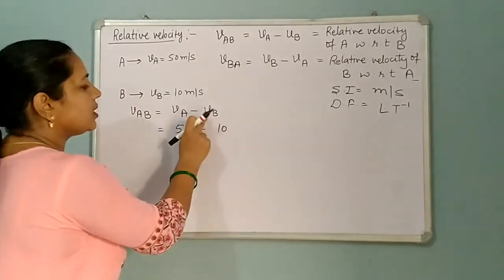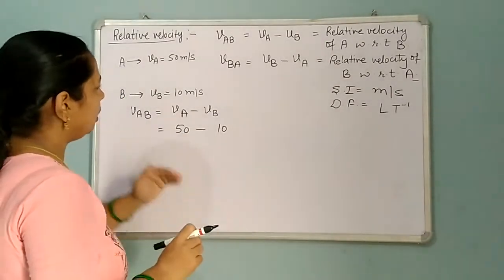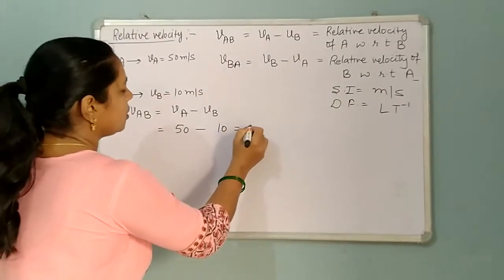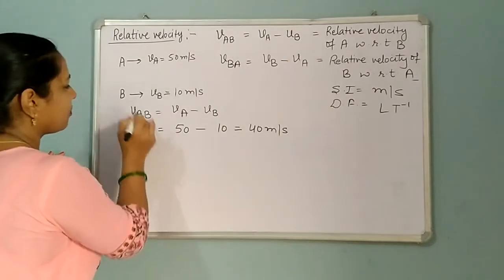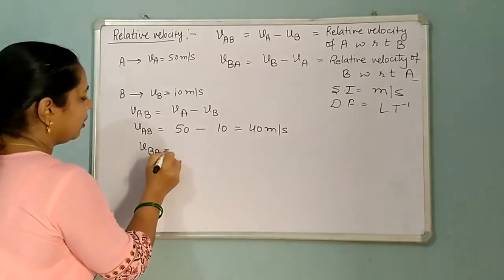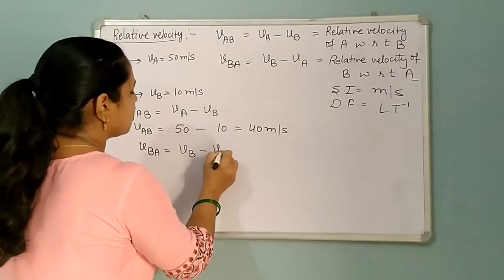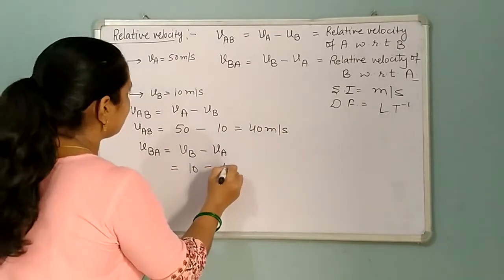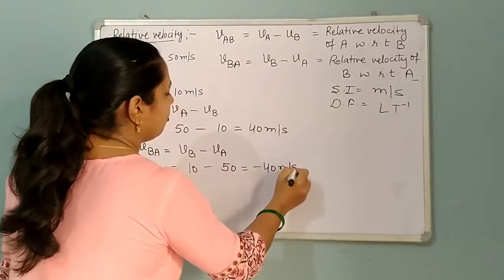As we know, velocity is a vector quantity, so here we must take care about their signs. If the body is moving in the positive x-axis, the velocity is positive, and our answer for relative velocity is simply 40 meter per second. If we have to find out V of BA, we will write VB minus VA, that is 10 minus 50. So our answer is minus 40 meter per second.